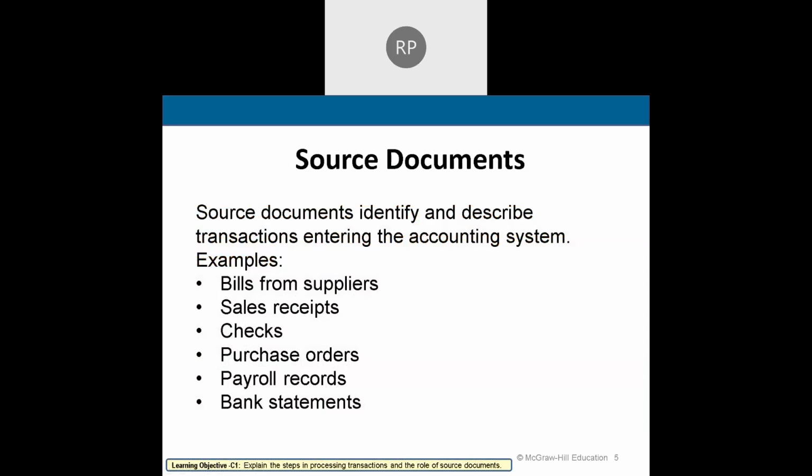What helps us to create a transaction? We need a document. The document helps us to create the transaction. And there's a couple of examples of a document. One example of a document is called a bill. Get that from our supplier or a vendor or from the electric company, right?